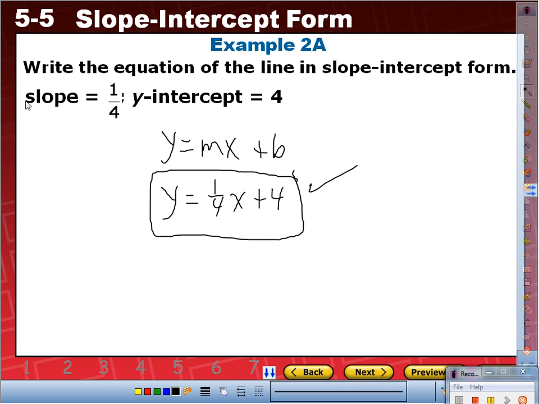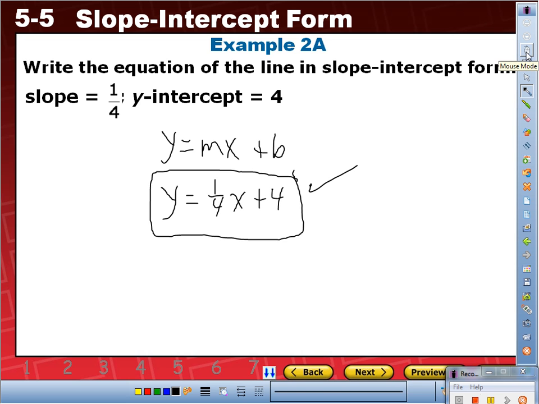No. So check this out, guys. When they ask you just to write an equation, let's say they give you the slope 1/4, that's already in fraction form, then that's fine. But if they give you a whole number, it does not have to be in fraction form. You can leave it in whole number form. You got it?